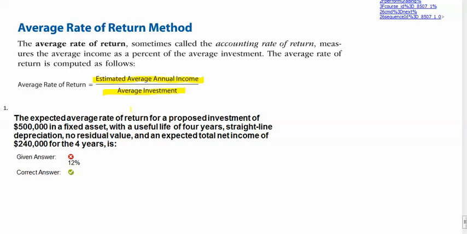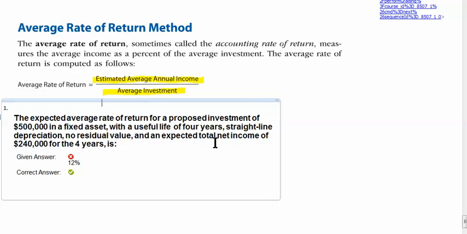It says the expected average rate of return for the proposal of $500,000 in fixed asset with useful life of 4 years, straight line depreciation, no residual value. They're telling us the investment information. Then it says, finally, an expected total net income of $240,000. So I've got to find the average of that.